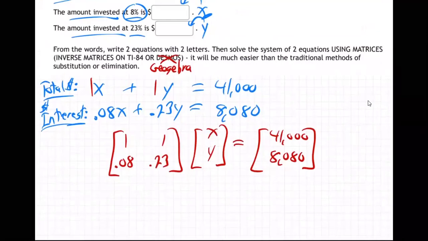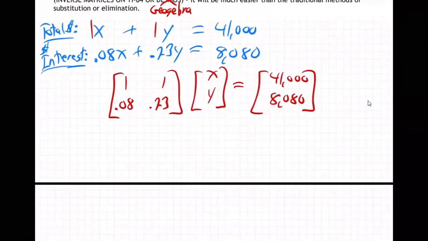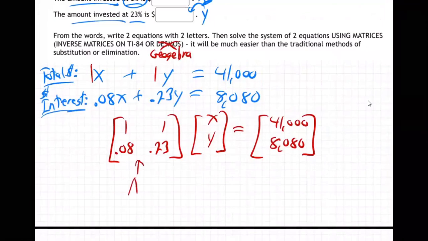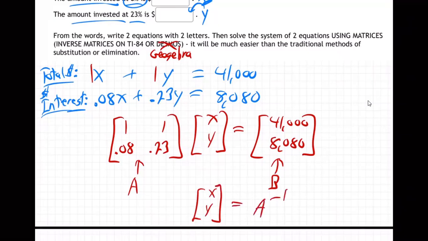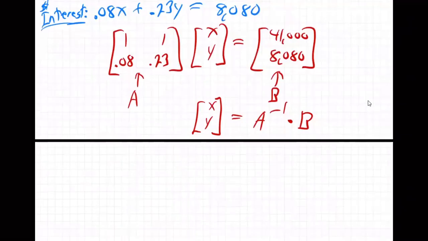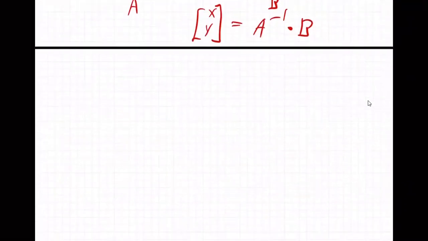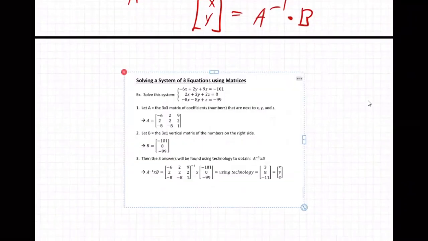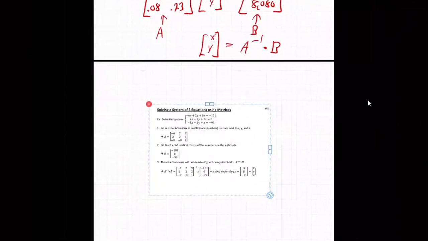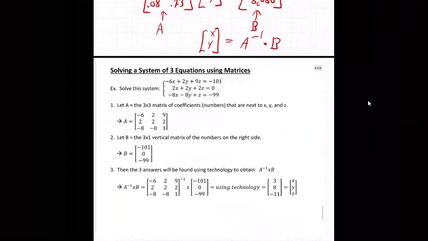And then all we have to do is let this one be A and let this one be B, and then the answer XY will equal A inverse times B. Let me show you in the notes. That's right here in the notes. I called it solving a 3x3. Really, I'm doing it for a 2x2 here, but it's the same thing.